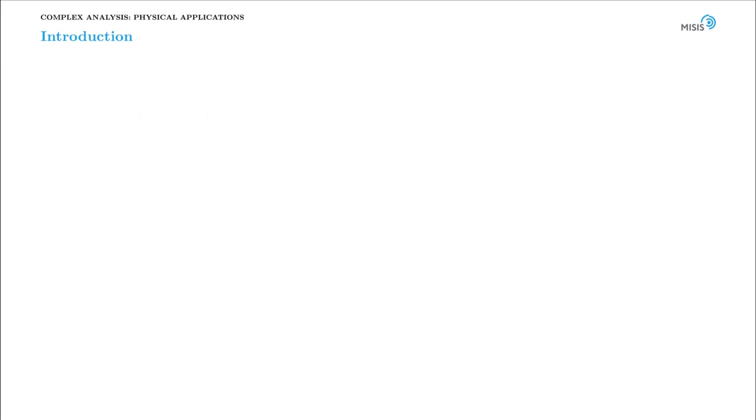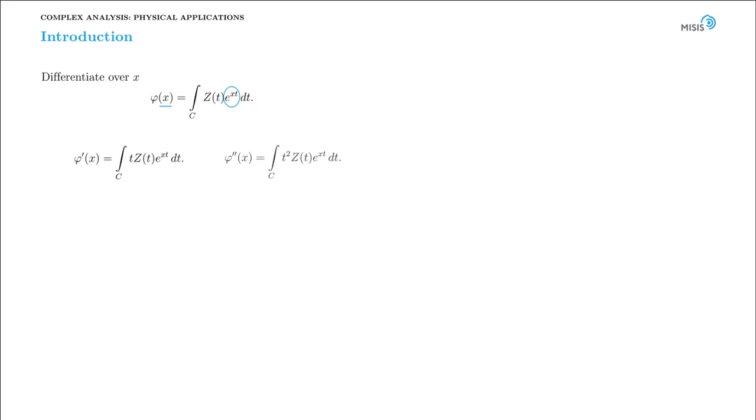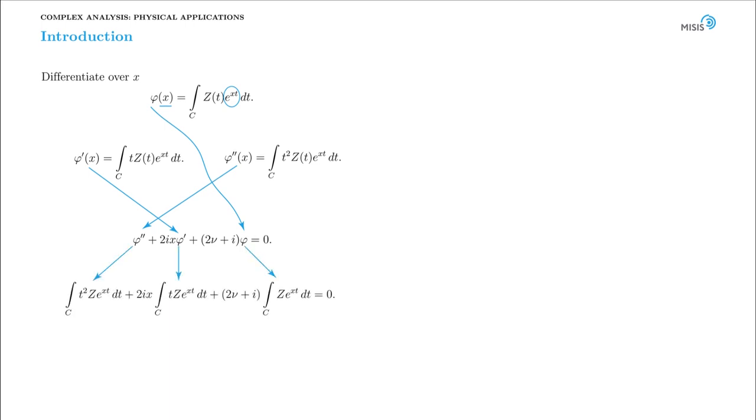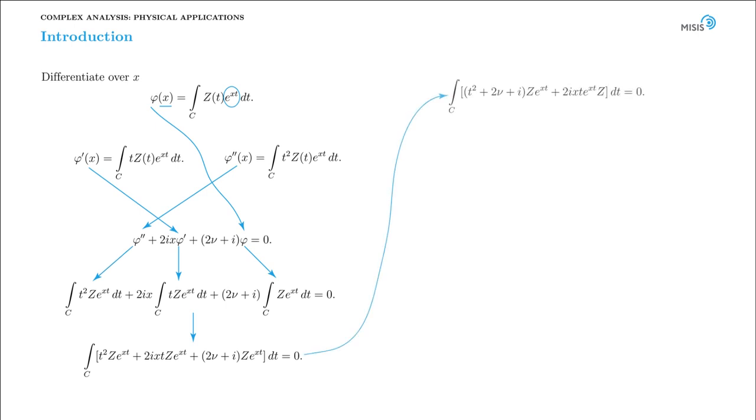To plug it into our equation, we need to perform differentiation with respect to x. Now x plays the role of the parameter of the integral. The differentiation is simple since we needed to differentiate the exponential term only. The first and second derivatives are as follows. And we plug them into our equation. Now we unite them under a sign of a single integral and regroup a little.